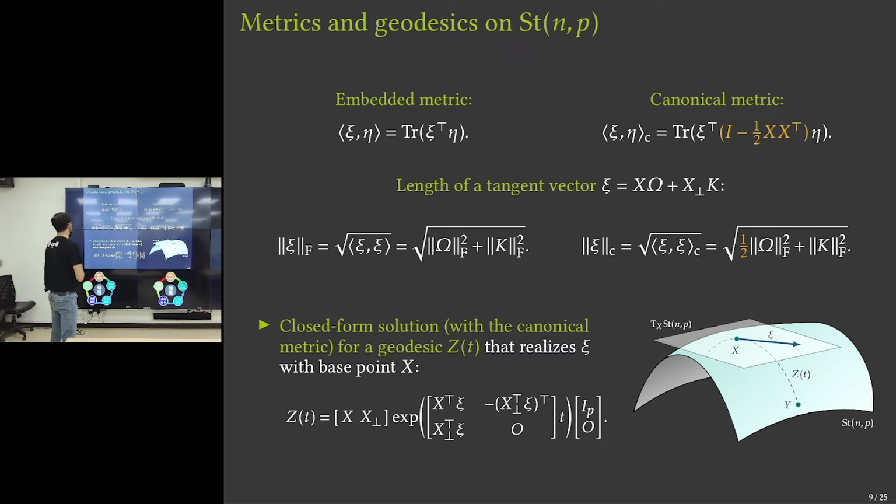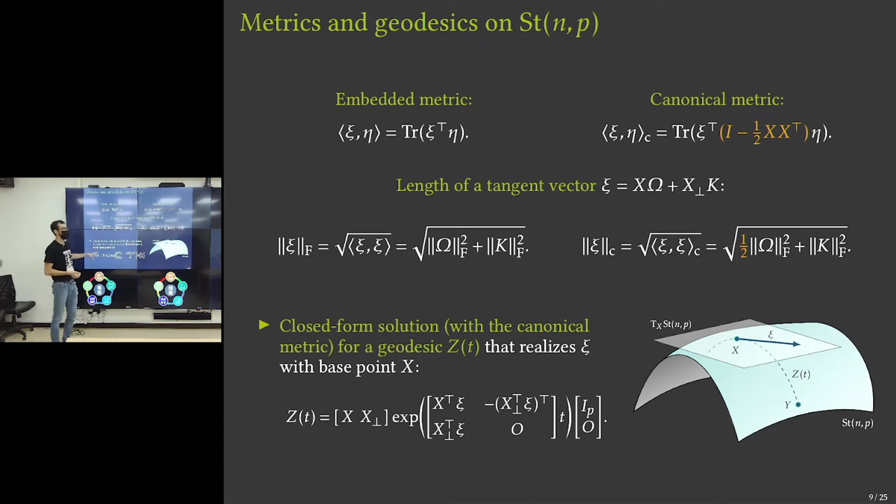For both these metrics, the Euclidean embedded and the canonical, there are closed form solutions for a geodesic z of t that realizes a tangent vector psi at a point x. So we have the closed form solution of z of t, the geodesic. Here I reported just the closed form solution for the canonical metric. If you change the metric, the expression of the geodesic changes.